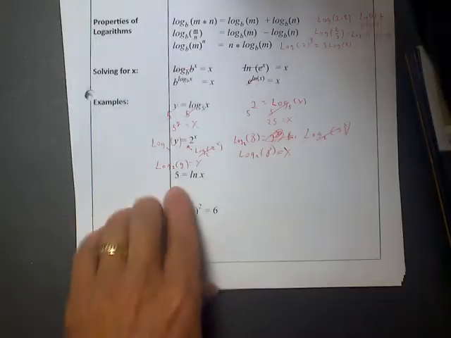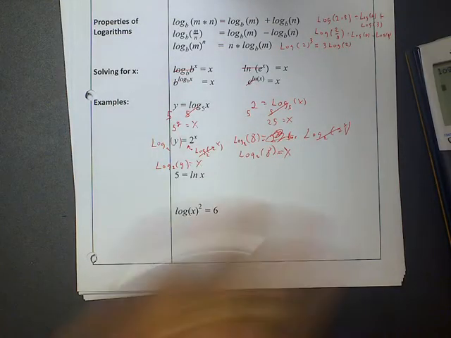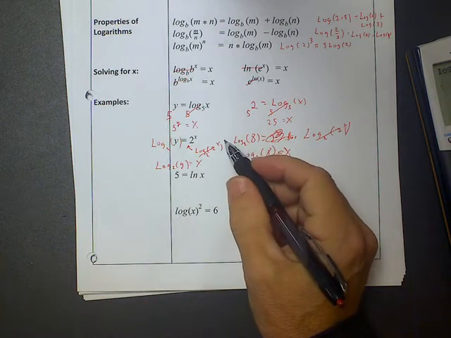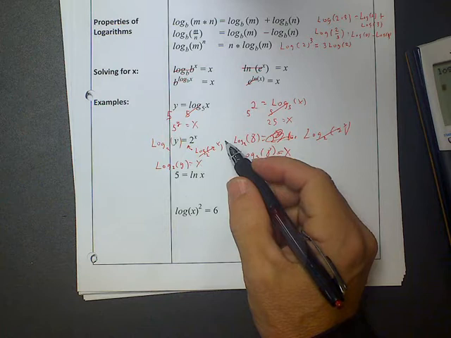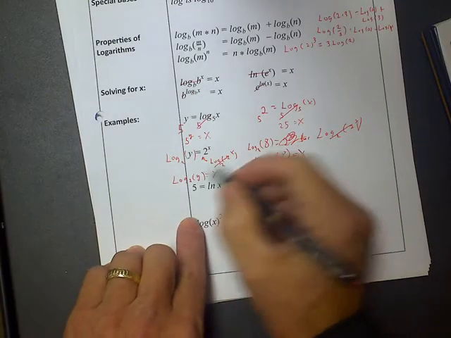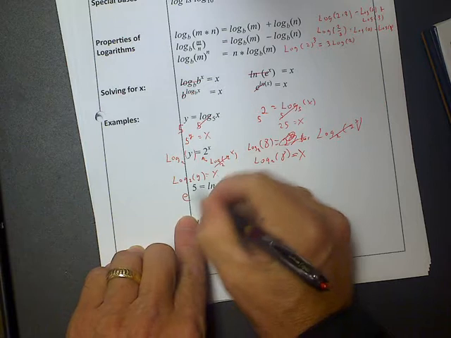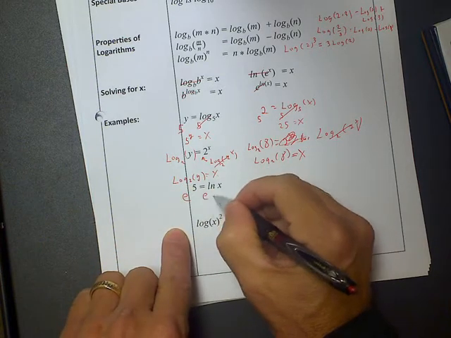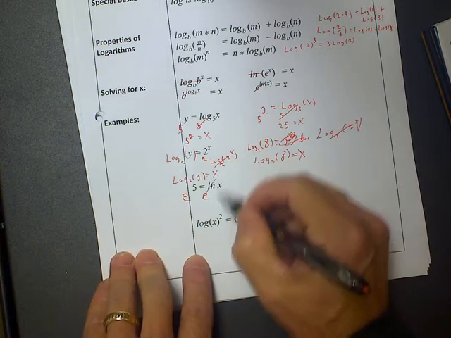All right. 5 equals natural log of x. What is the inverse of that? How to get x by itself? Inverse of natural log is e, right? So in this case, not e to the x, but e to the 5. And e and the natural log, those are going to cancel.